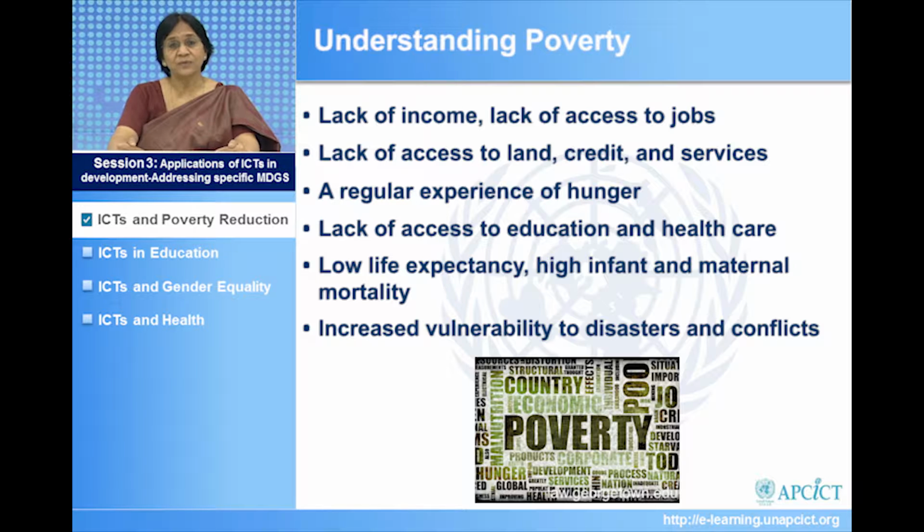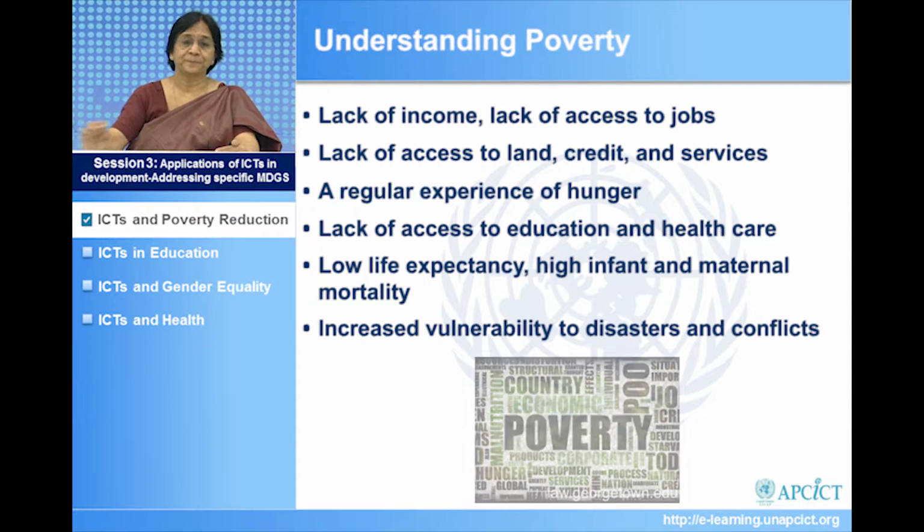So understanding poverty, and understanding that on the one hand there is no direct link between ICTs and the economy and improving poverty, is essential. And therefore, when we begin to look at how countries have used ICTs directly or indirectly to address the poverty issue, one has to look at examples, and that is what we will begin to do.